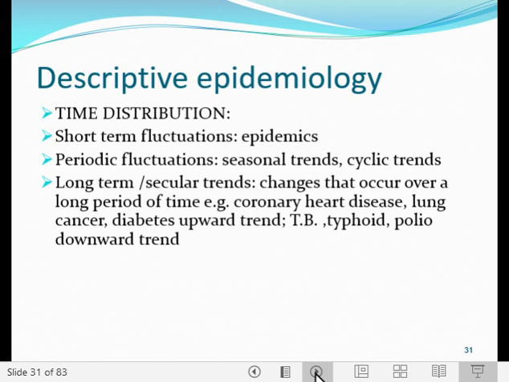Long term are secular trends, that is changes that occur over a long period of time. Example, coronary heart disease, lung cancer and diabetes have an upward trend, while tuberculosis, typhoid and polio have gone down, the prevalence has gone down.